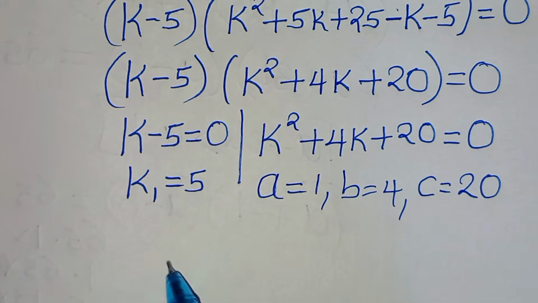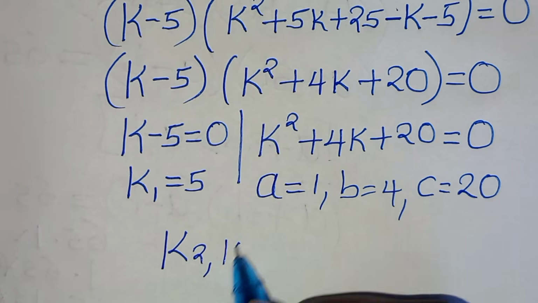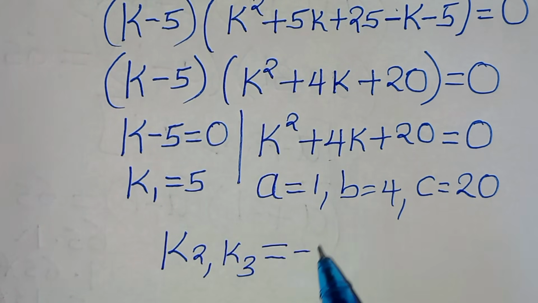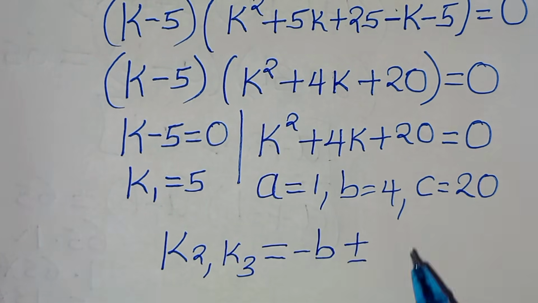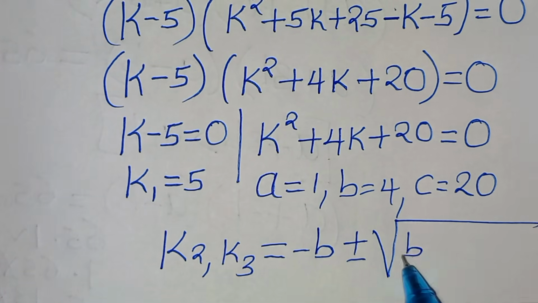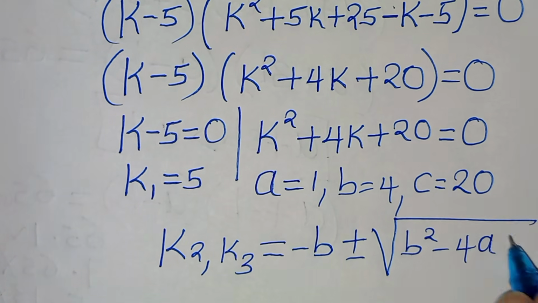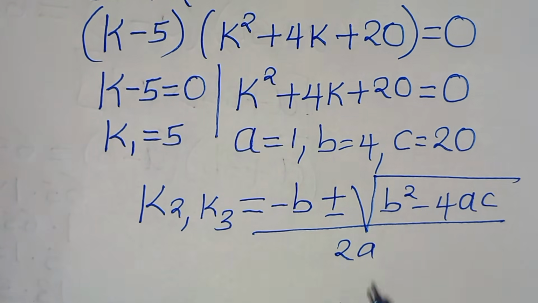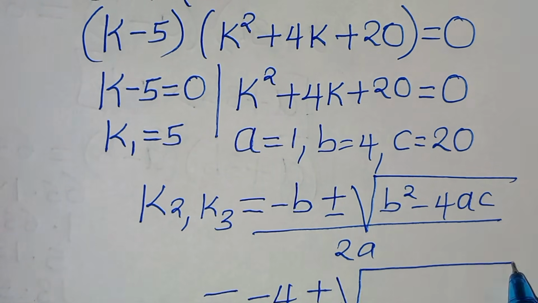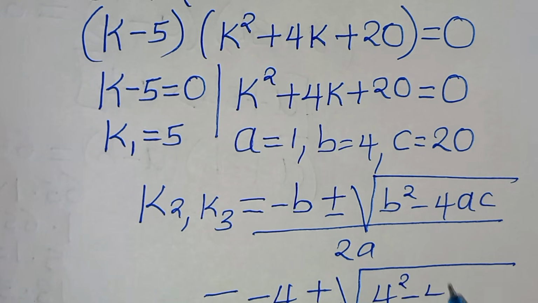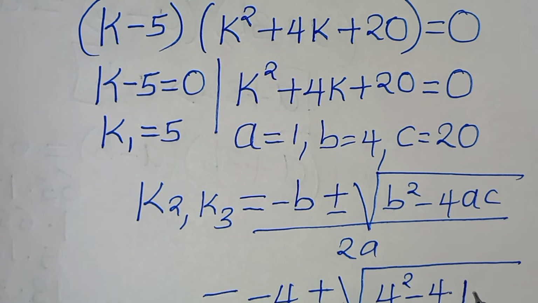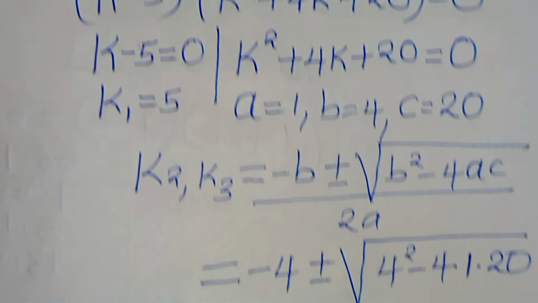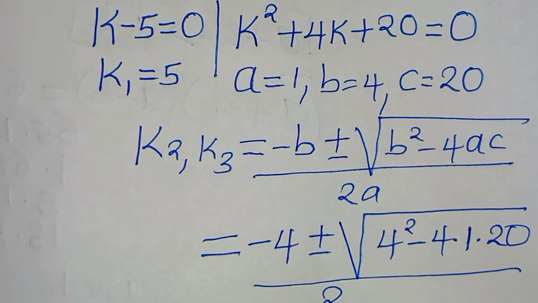So we can solve for K2, K3 by applying the quadratic formula here, which is minus B plus or minus the square root of B squared minus 4AC, everything here divided by 2 times A. So let's substitute the values of A, B, and C into this formula so that we have negative 4 plus or minus the square root of 4 squared minus 4 times A, which is 1, then times C, which is 20, then everything here divided by 2 multiplied by 1.